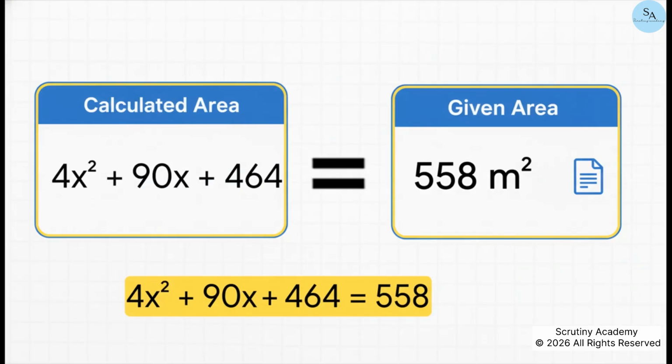But hang on a second. We already know what the area is. The problem told us right at the beginning that it's 558 square meters. So we can set our big expression equal to that number. And just like that, we have an actual equation. 4x squared plus 90x plus 464 equals 558.